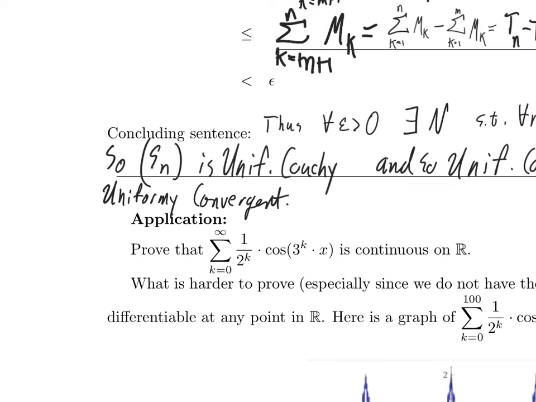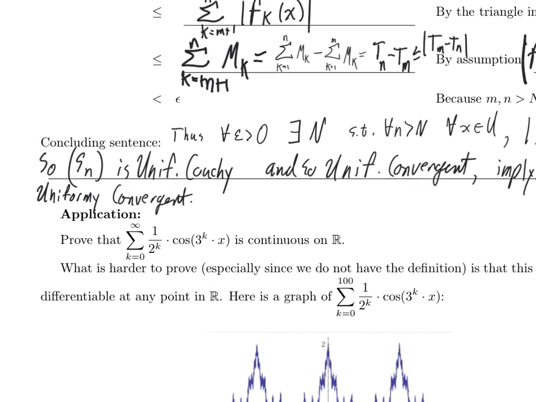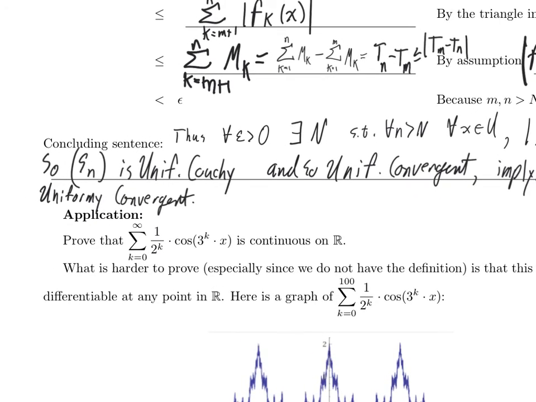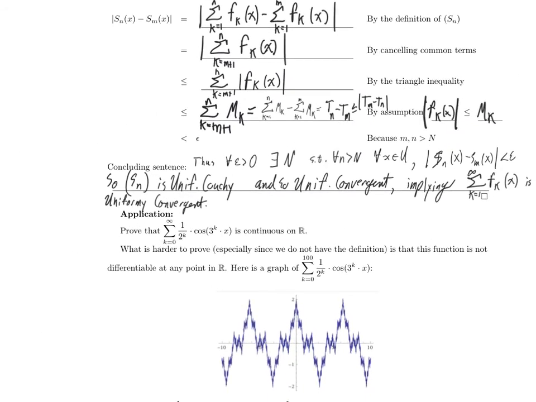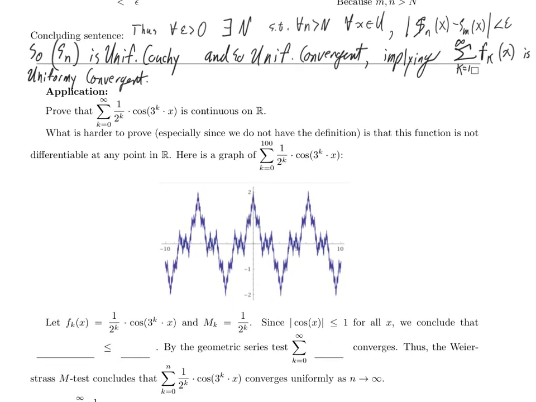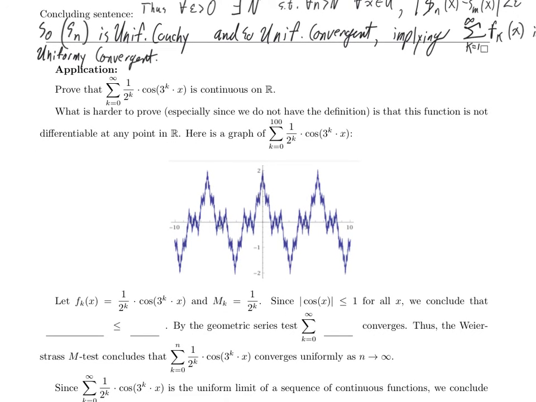So let's start with this. Here's a series of functions. The sum from k equals 0 to infinity of 1 over 2 to the k times the cosine of 3 to the k times x. We will prove that that function is continuous on all of the real line. And this function has a special place in the history of analysis. This is the so-called Weierstrass monster function, or rather an example of it.